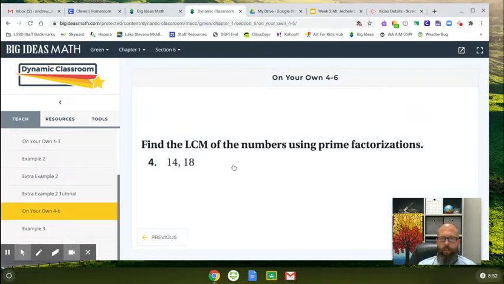Find the least common multiple using prime factorizations. So go ahead and write those down and then pause the video. 1, 2, 3, pause. All right, now that you're back, check your answers here.